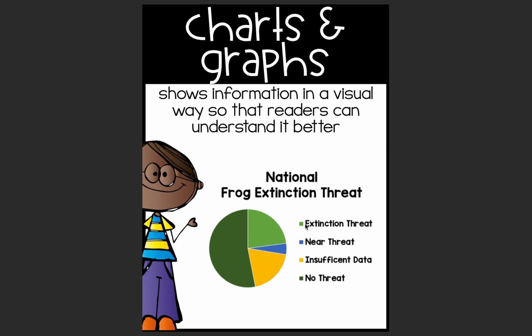So it looks like this light green here shows the extinction threat of frogs, and then the blue is near threat right here. So what percentage is that? The yellow is insufficient data, so they couldn't find data for it. And then this big green piece means that there's no threat to frogs for extinction.